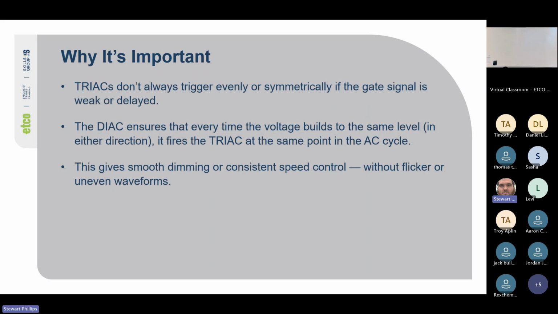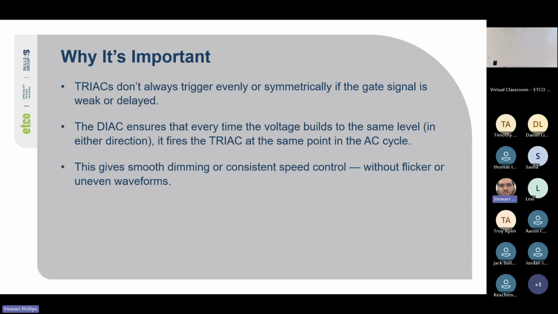So if you fire a triac directly from a resistor and capacitor, you might trigger a bit earlier one half cycle than the other. The diac makes sure both sides behave the same. It waits until the voltage reaches its breakover point and then fires hard and fast, both positive and negative. So in both sides of the AC waveform.